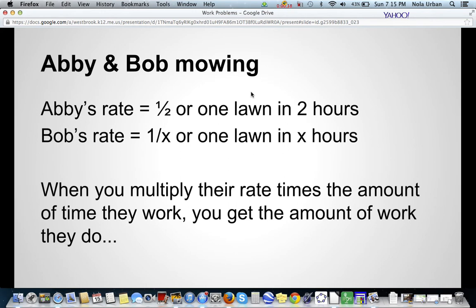The rate that each person works by themselves, and then you multiply it by the amount of time they work together, and then you get the amount of work that they do. So in our case, Abby's rate would be 1/2 for one lawn done in 2 hours, and Bob's rate would be 1/x for one lawn done in x hours.